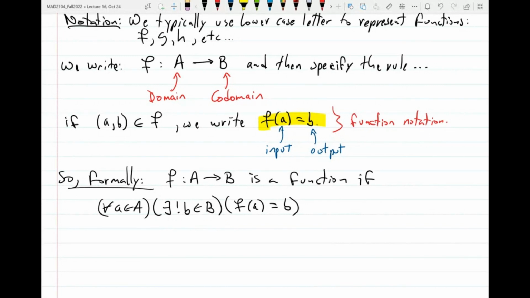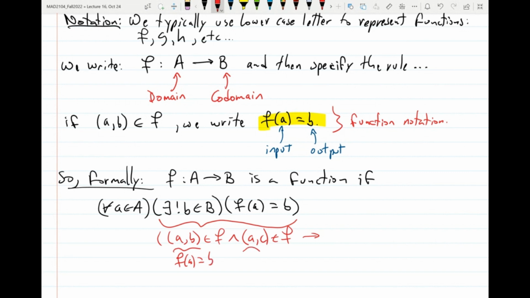So this part here, there exists a unique B, you can rewrite as follows. If A comma B is in F and A comma C is in F, then what do you need to deduce from here? Remember, this means f of A equals B, this means f of A equals C. So if f of A equals B and f of A equals C, what must happen? You want it to be a function, so B must be C.